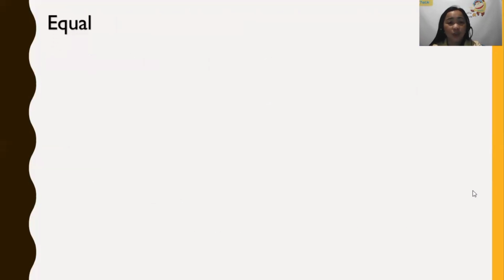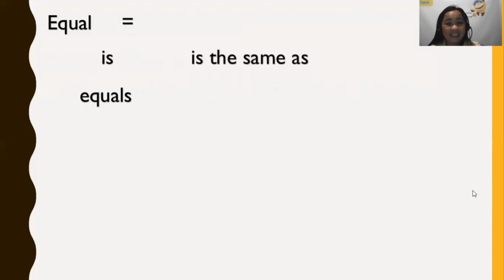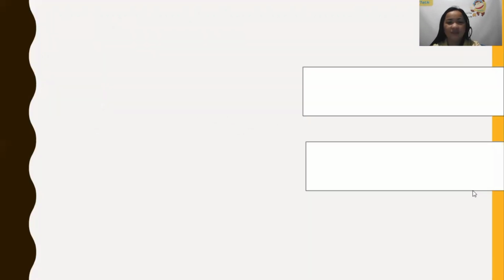Now, let's proceed to the word equal. And we also use the equal symbol. And what are the terms we use for equal? We have the word is, equals, is the same as, and the word is equal to. These are the words that we can use to represent or to replace the word equal.